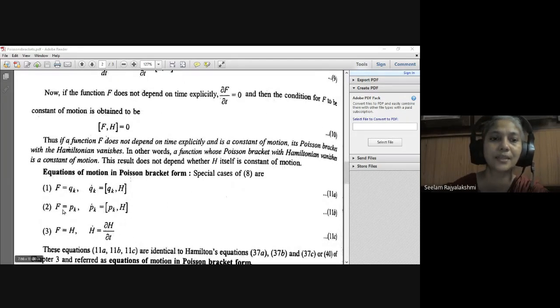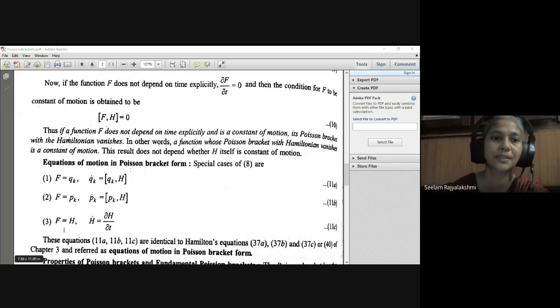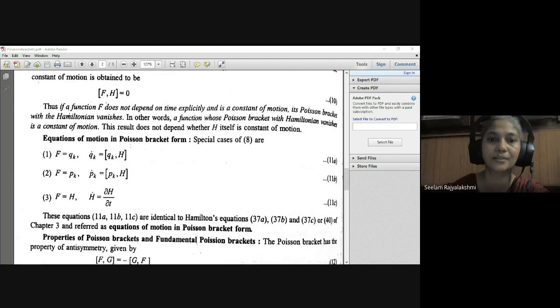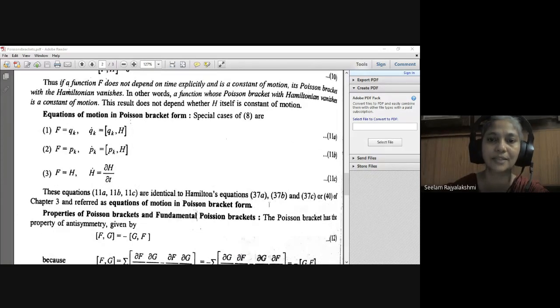In the same way, replace f with small pk. So ṗk equals {pk, h}, and replace f with h. So we obtain ḣ equal to ∂h/∂t. These three equations, that means 11a, 11b, 11c, which are identical to Hamilton's equations 37a, 37b, 37c of chapter 3, are referred to as equations of motion in the Poisson bracket form.